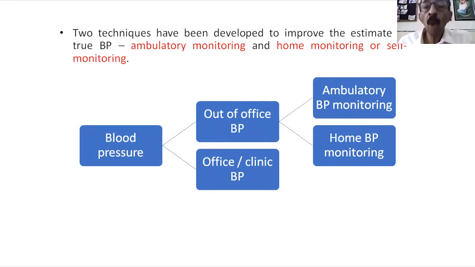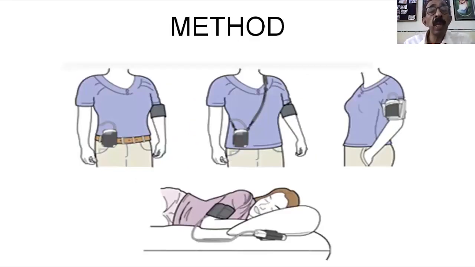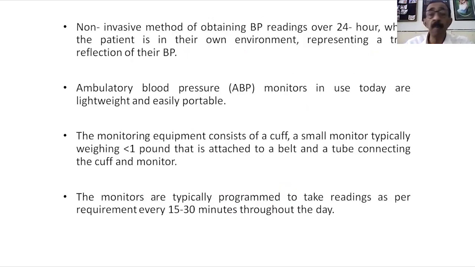Out of these, we'll focus on the ambulatory BP monitoring. The subject has been shown in this slide, wearing the ambulatory BP monitor. What does it consist of? This is a simple, lightweight, portable instrument, which consists of a cuff and a lightweight monitor, and both are joined together with tubing. It records the blood pressure over the next 24-hour period.